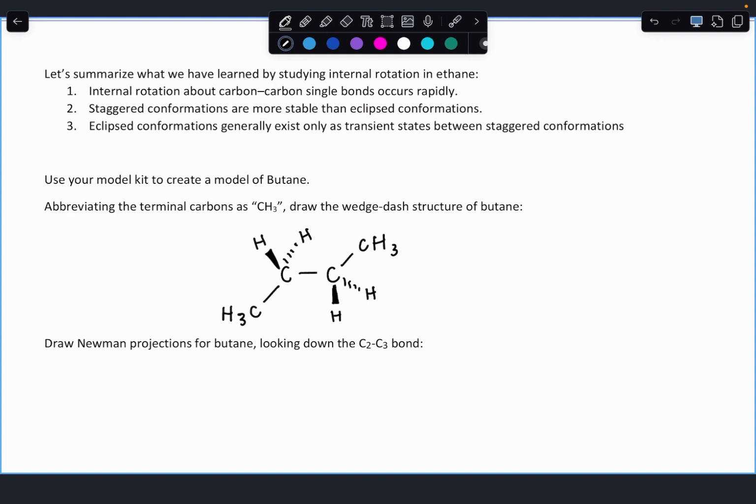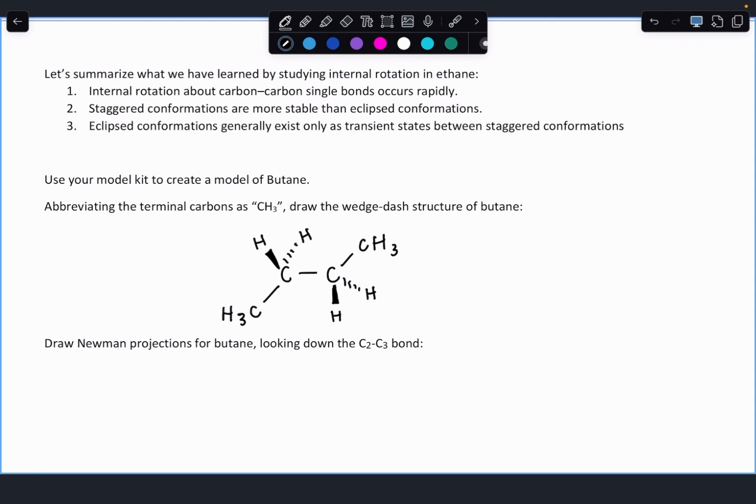Now you could start at any orientation. You could start where these are eclipsed and both pointing up or both pointing down, or carbon on the left, the CH3 is pointing up, this one's pointing down. It doesn't really matter. You want to start in an eclipsed or staggered, which is basically the 2 options here.